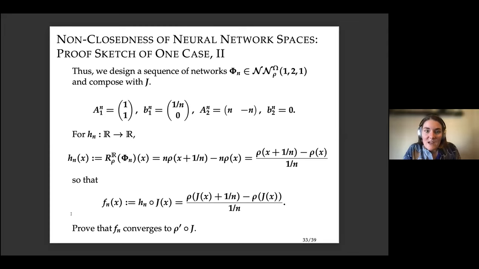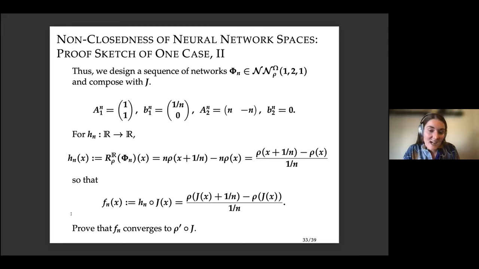And then we compose a sequence of networks that are very short, so they have one, two, and then one node, that we compose with J. We take this network J that blows up the domain, and we feed that blown up domain into these other networks, and that spits out our goal. For the layer going from one to two, we have a weight matrix of just (1, 1) and a bias vector of (1/n, 0). And for the layer going from two to one, we have a weight matrix of (n, -n) and a bias vector that's zero.